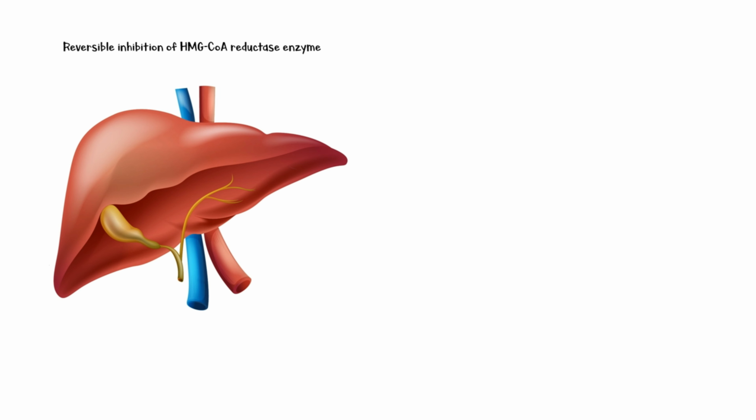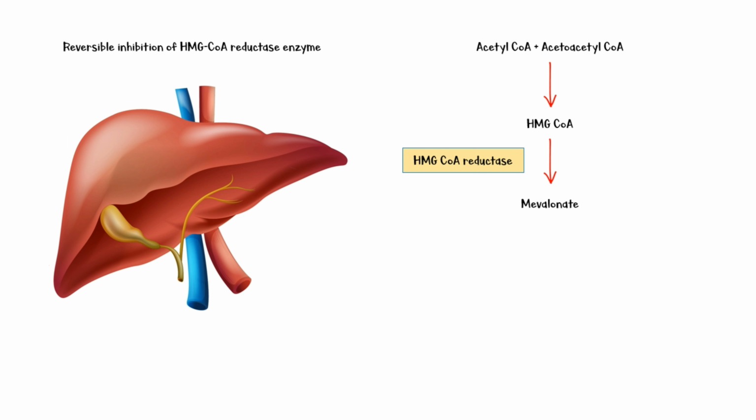The pharmacological effects of atorvastatin are due to the reversible inhibition of the HMG-CoA reductase enzyme. To understand what this is, first let's recall our knowledge of the cholesterol synthesis pathway. Cholesterol synthesis takes place in the liver by using acetyl-CoA as the precursor molecule. At first, one acetyl-CoA molecule is combined with one acetoacetyl-CoA molecule to form HMG-CoA, and then HMG-CoA is converted to mevalonate by the enzyme HMG-CoA reductase. This is the rate-limiting step in the cholesterol synthesis pathway. Ultimately, mevalonate is converted to cholesterol after several steps.